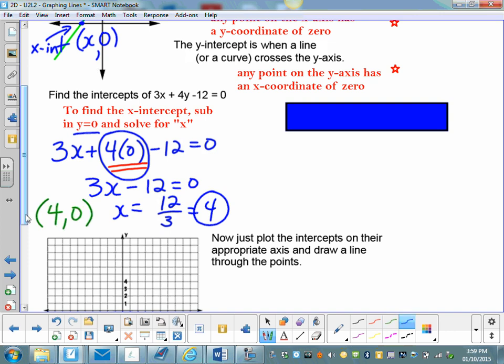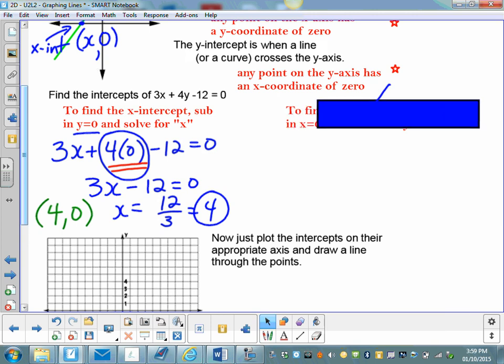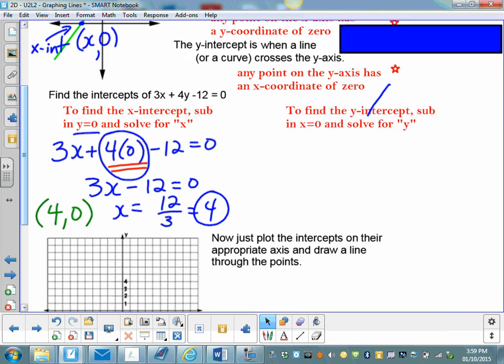Because we got x equal to 4 when we subbed 0 in for y. Now if we take a look at finding the y-intercept, we are going to sub in x equals 0 and solve for y. So same thing, we write down the equation.